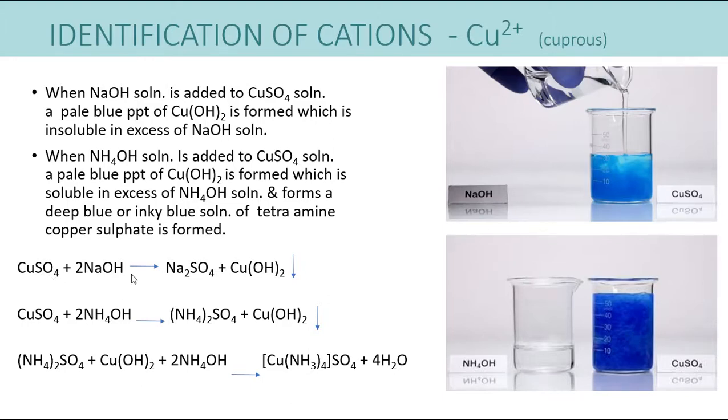The first equation is with sodium hydroxide giving sodium sulfate and copper 2 hydroxide, which is a pale blue precipitate. Copper sulfate plus ammonium hydroxide gives ammonium sulfate plus copper 2 hydroxide. When you take this precipitate and add excess of ammonium hydroxide, you get tetraamine copper sulfate and water. So this is tetraamine copper sulfate as the inky blue solution which is formed.